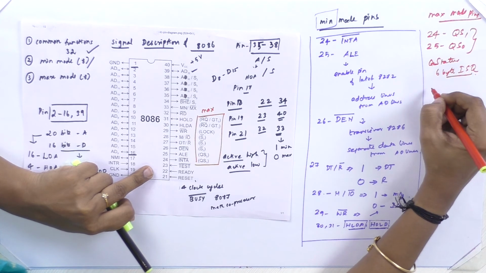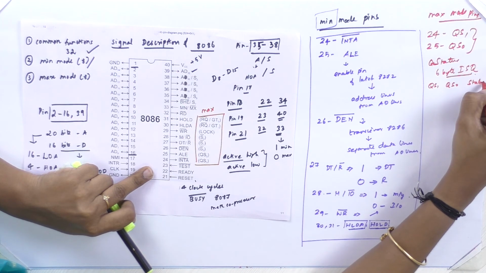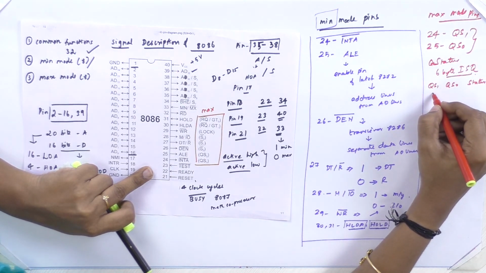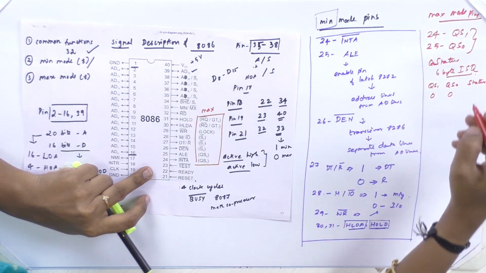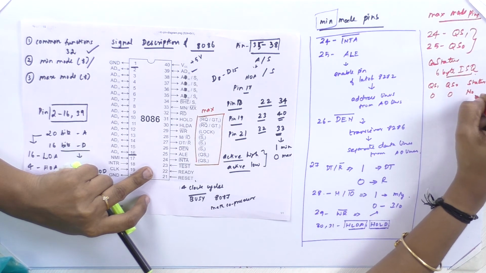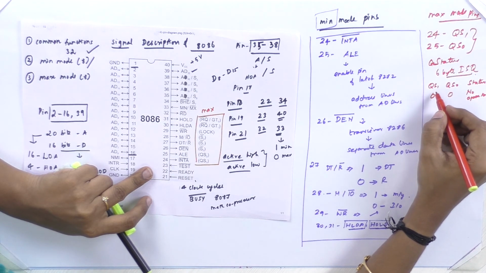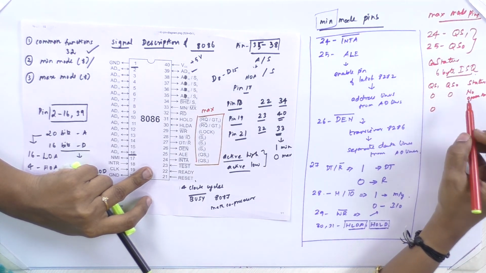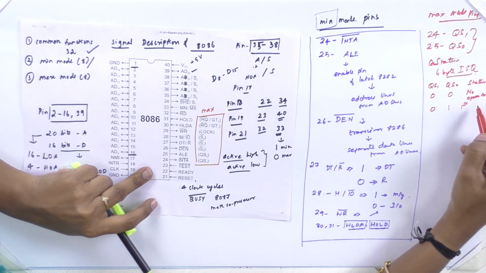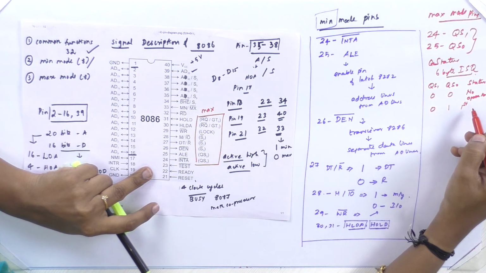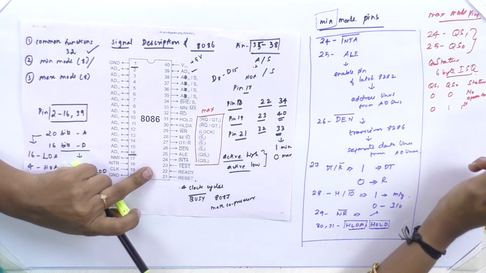So the status pins are QS1 and QS0. If the value of QS1 is 0 and QS0 is 0, then no operation is being executed at the instruction queue. If QS1 is 0 and QS0 is 1, it means that the first byte of the opcode is fetched from the instruction queue.